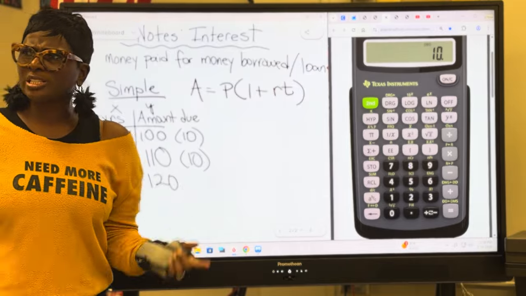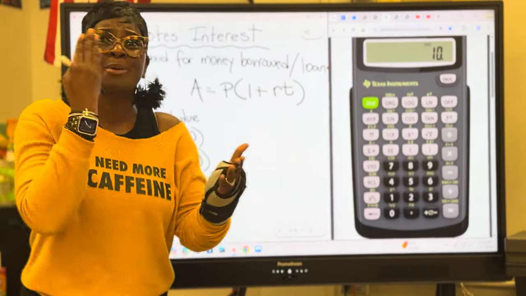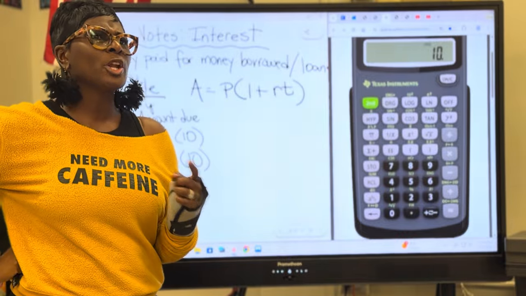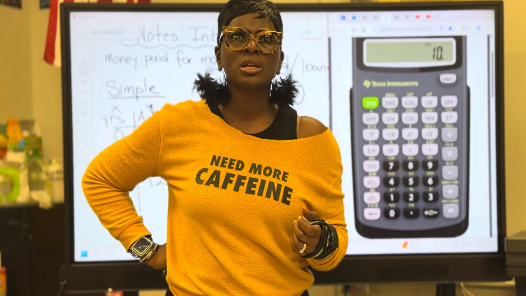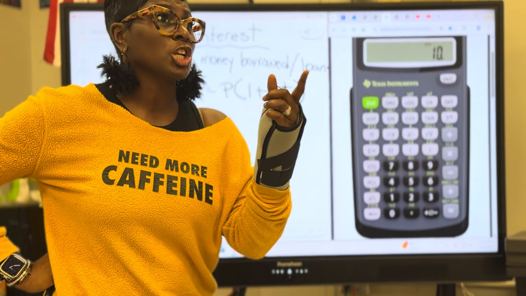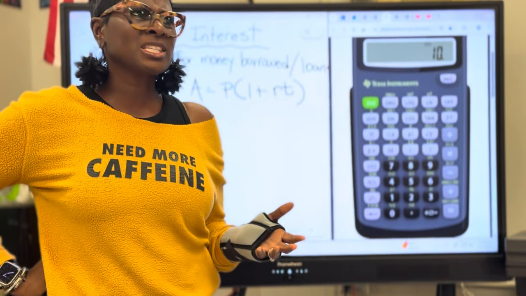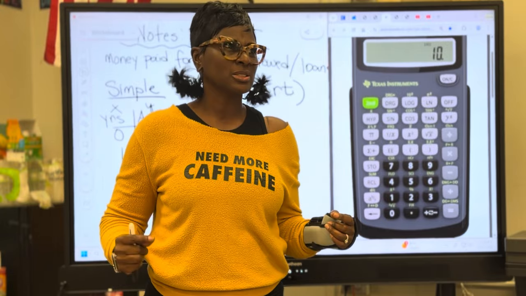Is this simple or is this complex? Simple. Why is this simple? Because it's the same amount of money every year. What do we know about where the same thing happens over and over again? That is a linear function. So guess what simple interest always is? Linear. Why is simple interest linear? Because it's the same thing happening over and over again, right?